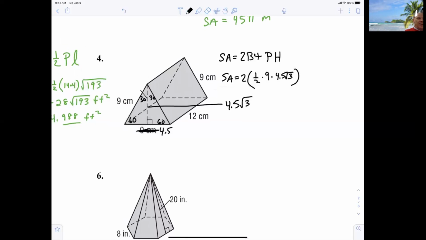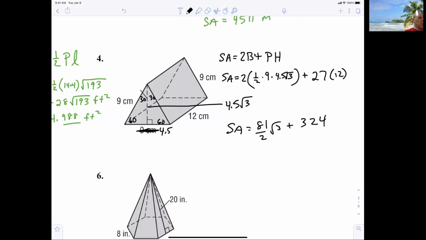Then plus the perimeter of the base is now what? 27. And what's the height of the prism? 12. Well, finally got something right. All right, so now my surface area, if we do our calculation, should be 81 over 2 radical 3 plus 270, what is that, 324? No, 324 is what I said.